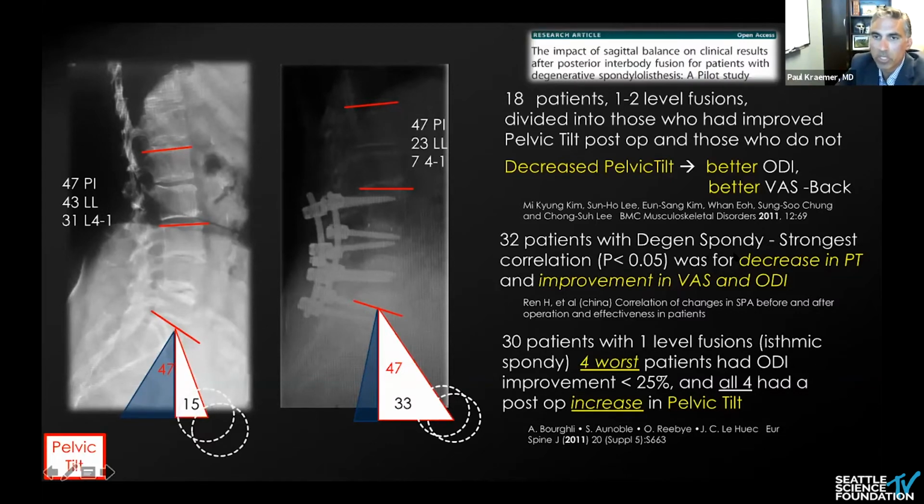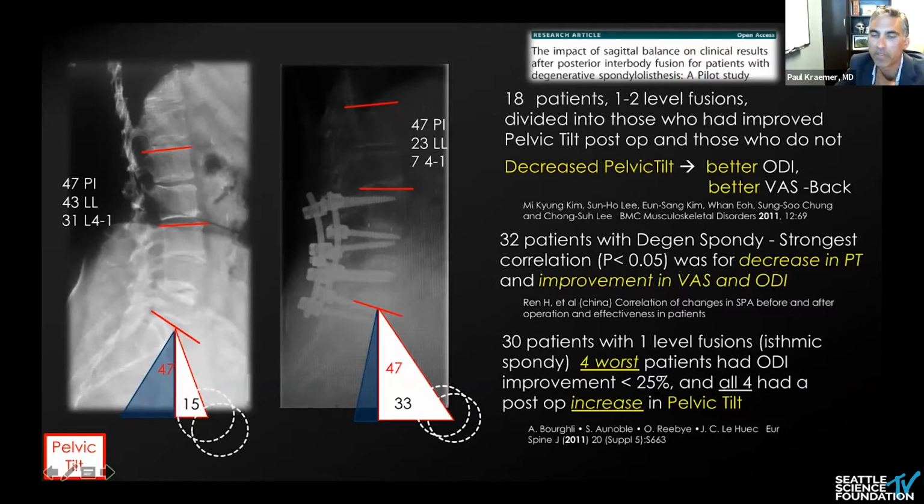Again, 32 patients with degenerative spondylolisthesis. The strongest correlation was for a decrease in pelvic tilt and improvement in VAS, which fits with my experience for sure. If their pelvic tilt decreases postoperatively, it means you gave them enough lordosis that they not only were standing up straight, but they had extra left over to spend to get their hips underneath them.